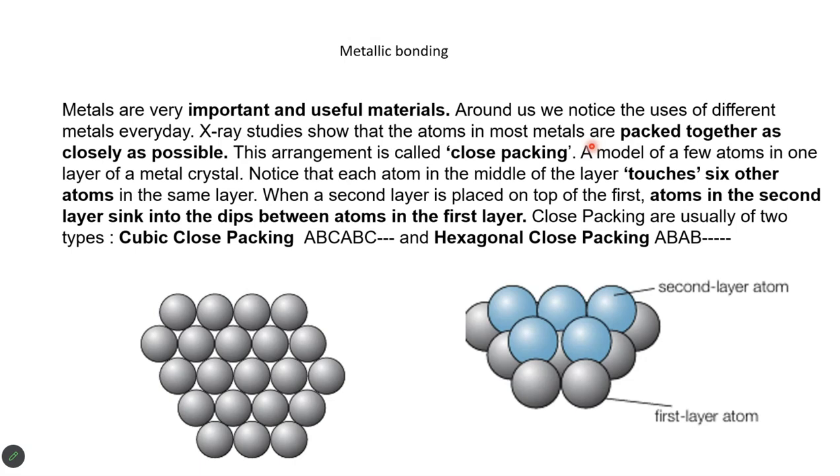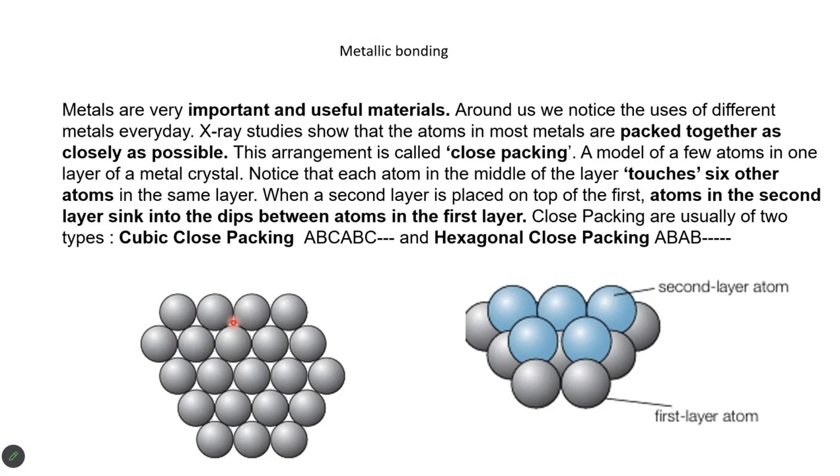In almost all cases, the metal atoms are packed together as closely as possible. And this is called close packing. What is it? A model of a few atoms in one layer of metal crystals is shown here. Look, this metal atom has 6 neighboring metal atoms. And you can see that there are some holes here.